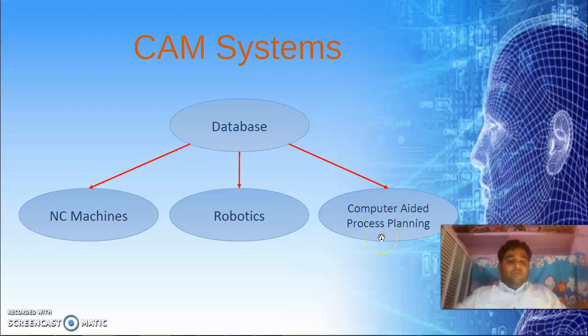In computer aided process planning, the computer takes control. It evaluates various inputs, and it gives you a definite idea of the master production schedule, what you need to follow for next week or next month or next year or next trimester.